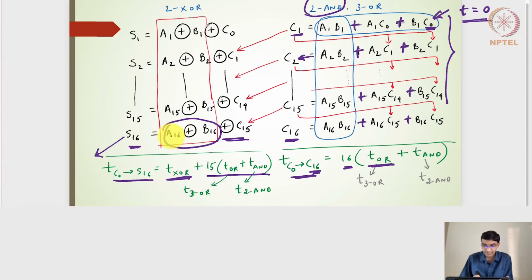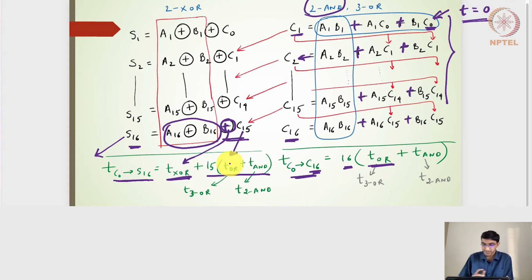So 1 T XOR means the 2-bit XOR gate, whatever the delay is for this particular XOR gate. Once C15 is available, it will XOR with the output of the A16, B16 XOR, and then give us the sum. So this is my XOR output here, and C15 takes whatever time it takes, which is 15 times T OR plus T AND.